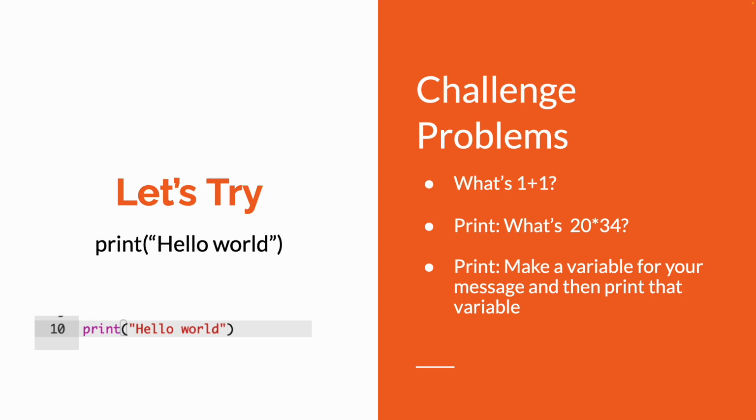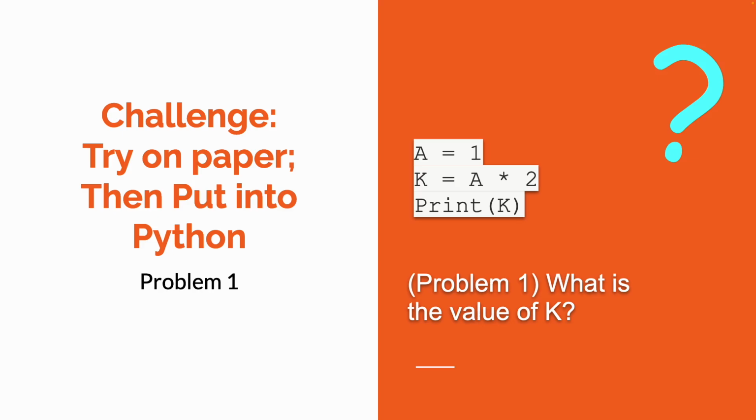Some examples: you can print simple math operations like print 1 plus 1 or print 20 times 34, and it returns the result. You can use variables in calculations. In this example, a equals 1, k equals a times 2, and the last line is print k. Since a equals 1 in the first line, you substitute that into the second line, so k equals 1 times 2. 1 times 2 is 2. And when you print k, the value should be 2.